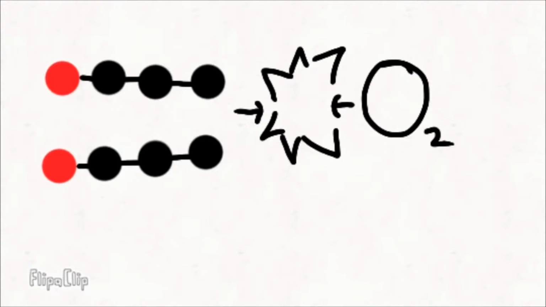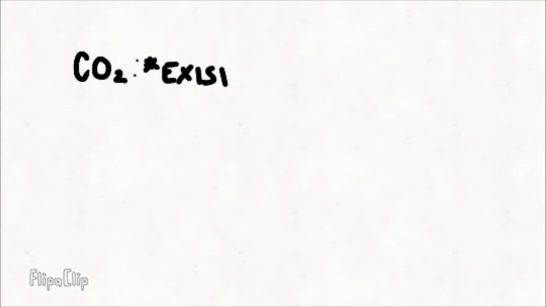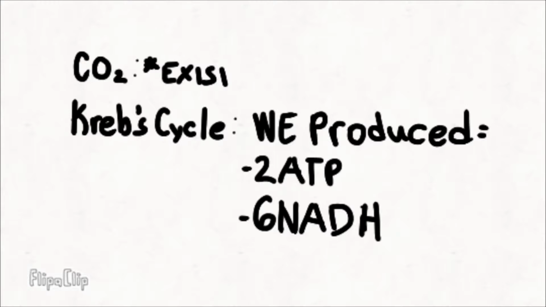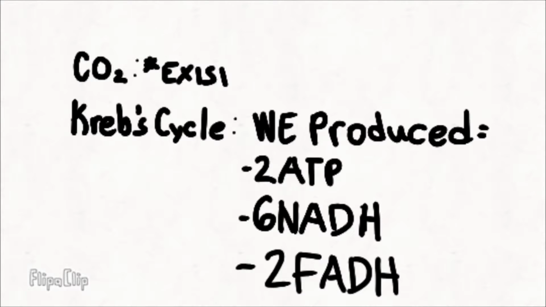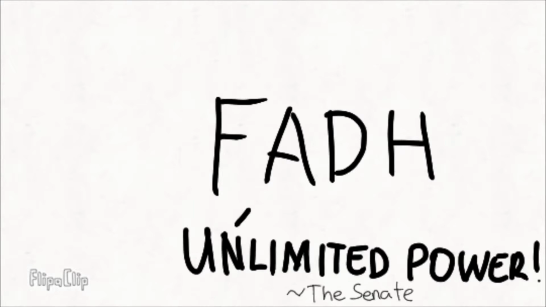The pyruvate that was made before is now converted and will be oxidized. Carbon dioxide is produced and we produce 2 ATP, 6 NADH, in which two were from the pyruvate conversion before the Krebs cycle, and 2 FADH. FADH is a coenzyme like the NADH, and it will also assist in transferring electrons to make even more ATP.